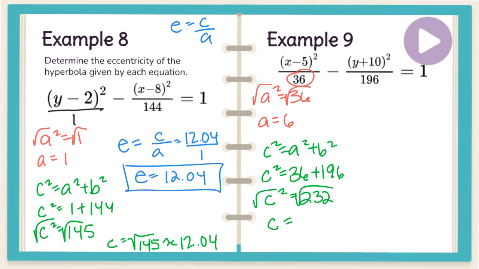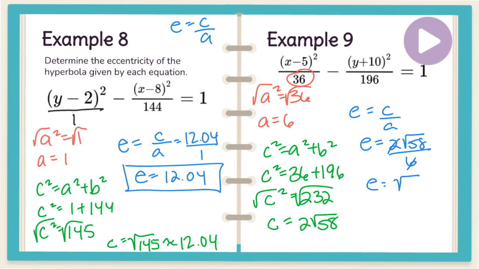C equals 2 square roots of 58. And then we're going to go to the formula E equals C over A. E equals 2 square roots of 58 over 6, which reduces to square root of 58 over 3. And you can put that in the calculator to get approximately 2.54.